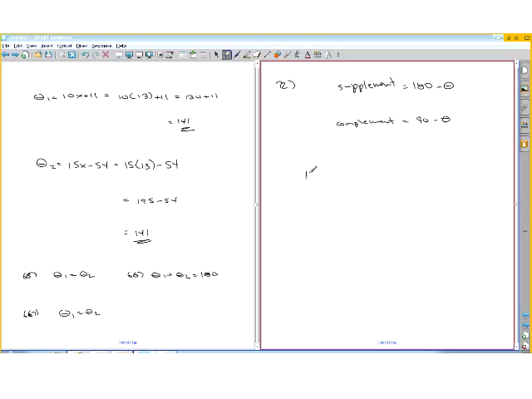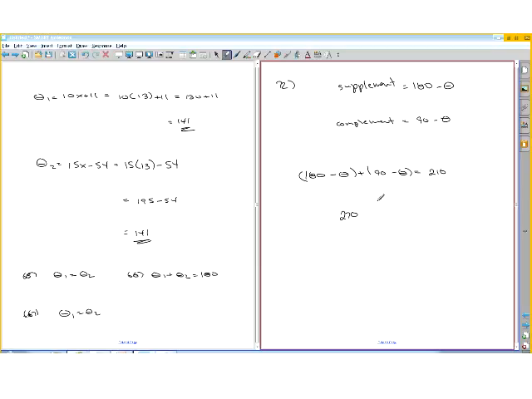So it says the supplement of an angle, which is that, 180 minus theta, added to the complement, which would be 90 minus theta, is equal to 210. So that's the word problem. The supplement plus the complement is 210. So now we just need to solve for theta.